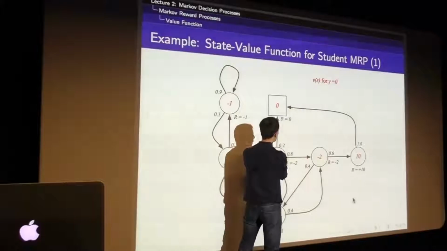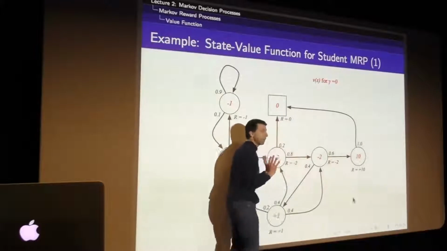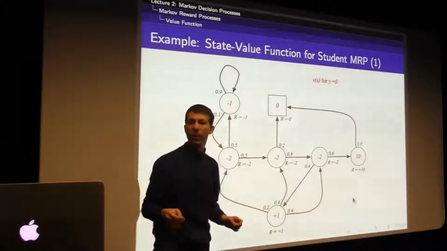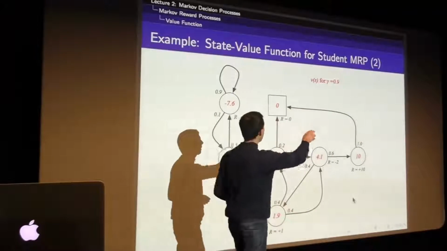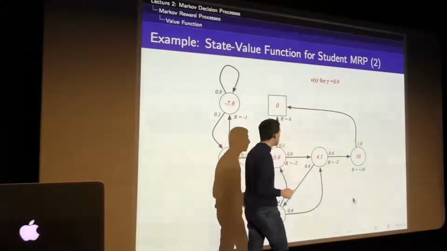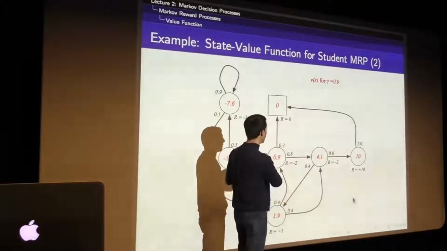That's what we're going to get. We're going to get -2 whether we go to sleep or whether we go this way. That's just the definition of it. However, if we look at a more long-sighted discount factor, so this is like 0.9 now, then the values all change.